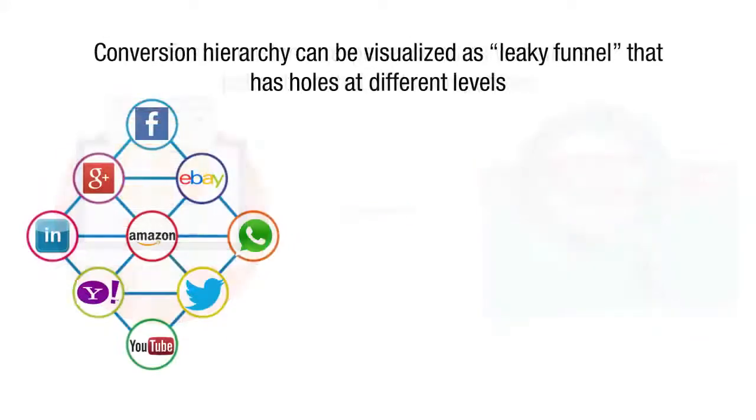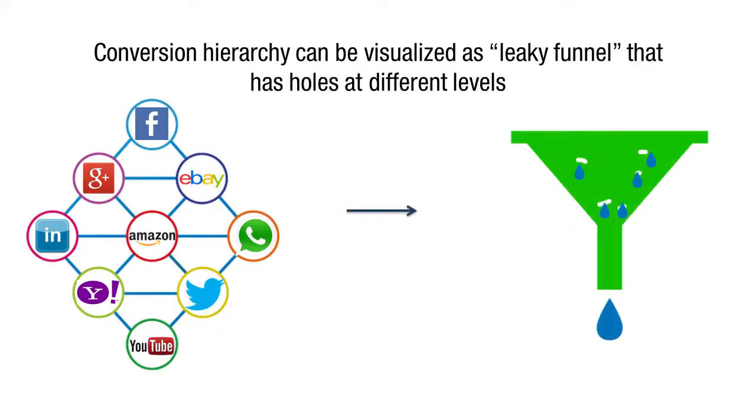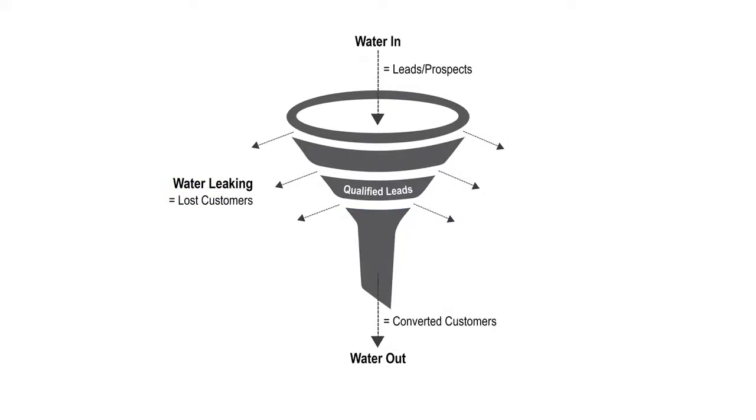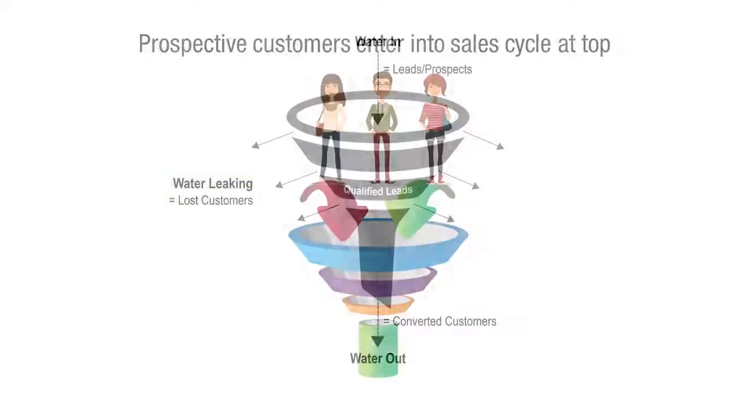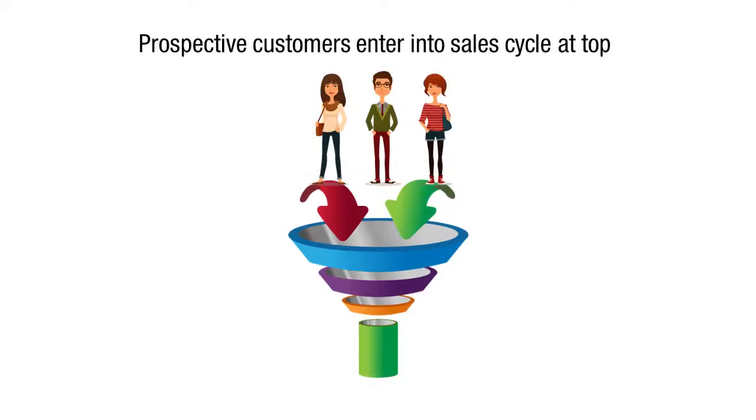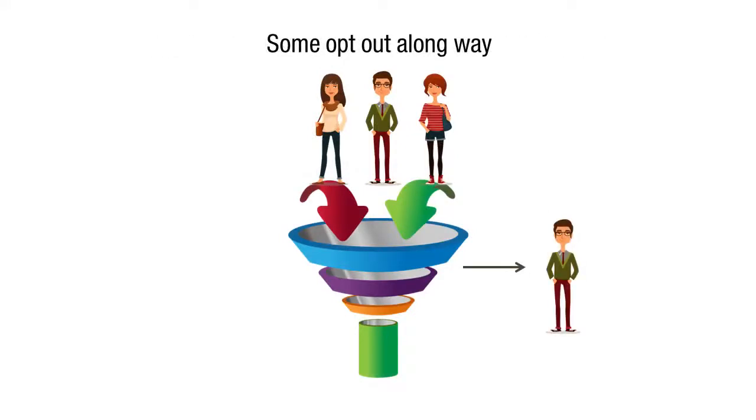The conversion hierarchy can also be visualized as a leaky funnel that has a number of holes at different levels. The leaky funnel diagram is shown in this figure. The idea behind the funnel is that many prospective customers enter into the sales cycle at the top, but some opt out along the way.